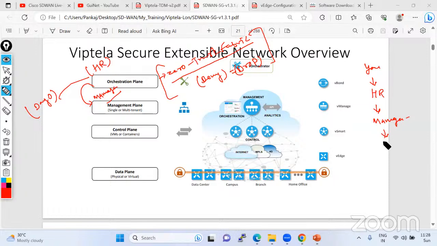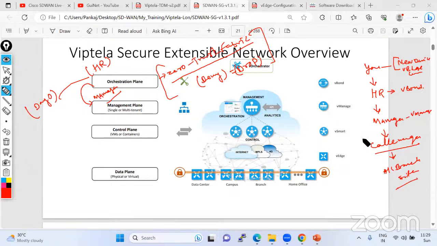So, you, then HR, then your manager, or might be a team lead, and then your colleagues. Let's suppose a new device, any new device. This could be the vEdge, cEdge, or even the controllers, any device. HR is the vBond, its fixed responsibility. The manager is the vManage, which we manage. Colleagues are all the branch sites. Clear? So first, when joining the company, you have to prove your identity. Then we go further and introduce you to your vManage.